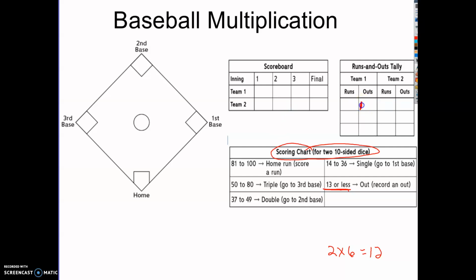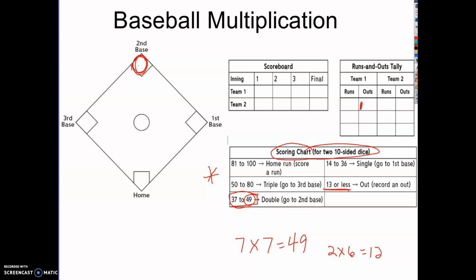So the next person on my team goes, and if it's just me on my team, I get to go again. So the pitcher picks 2 numbers out of the bucket. They put that 2 and 6 back, and they're going to pick 2 more. And this time they get 7 and a 7. Well, 7 times 7 is 49. I look up here. What do I get to do? Oh, I get to go at 49, so I get to go to second base. So I'd move my playing piece to second base.